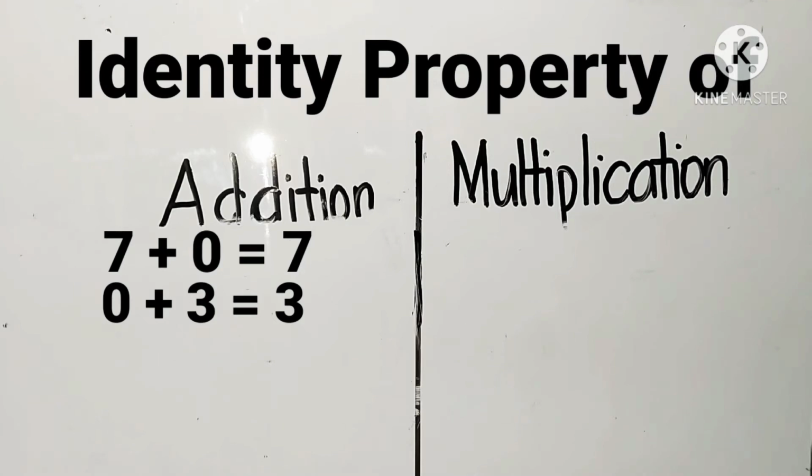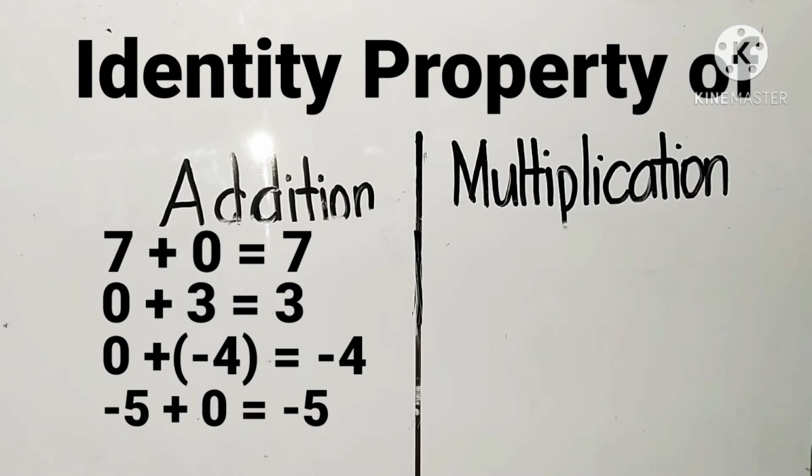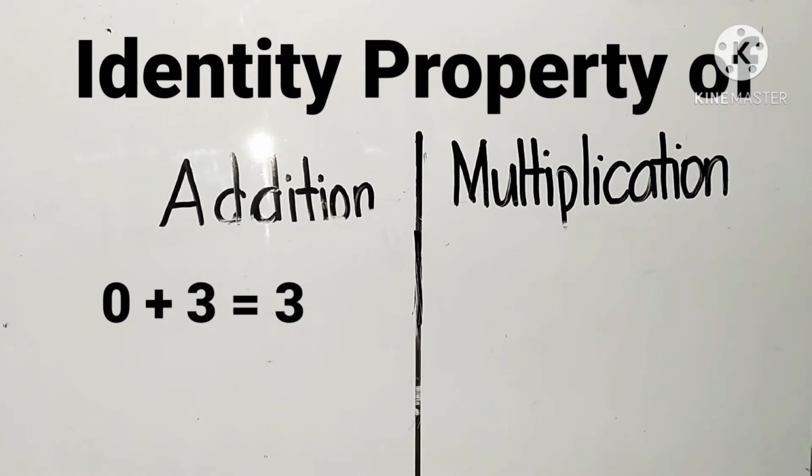0 plus 3 is 3. 0 plus negative 4 is negative 4. And negative 5 plus 0 is equal to negative 5. So, sa addition po, kahit anong number ang i-add nyo sa 0, the same number pa rin yung magiging result.